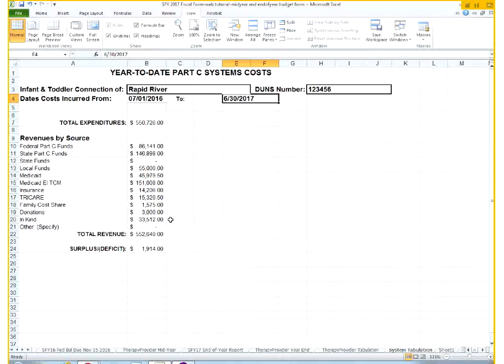And as always, if you have questions about how to complete any of these fiscal forms or need further clarification, please feel free to contact your TA and monitoring team.